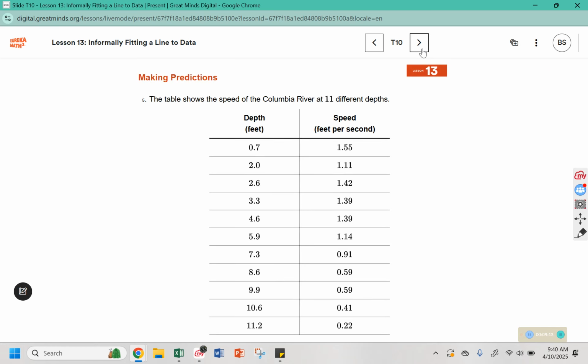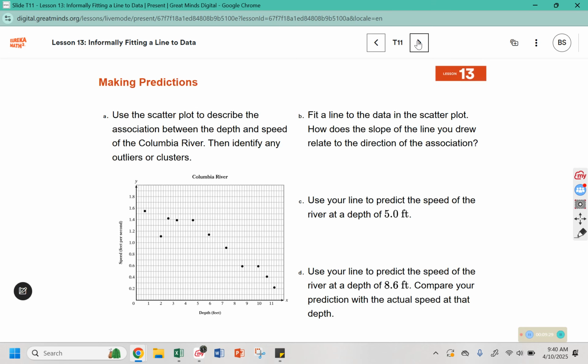Five, the table shows the speed of the Columbia River at 11 different depths. So it might go faster in one spot based on depth or slower in another spot. Use the scatter plot to describe the association between the depth and speed of the Columbia River. Then identify any outliers or clusters.